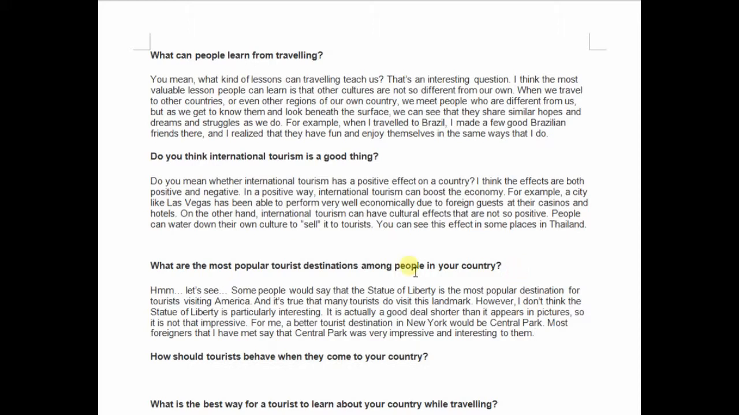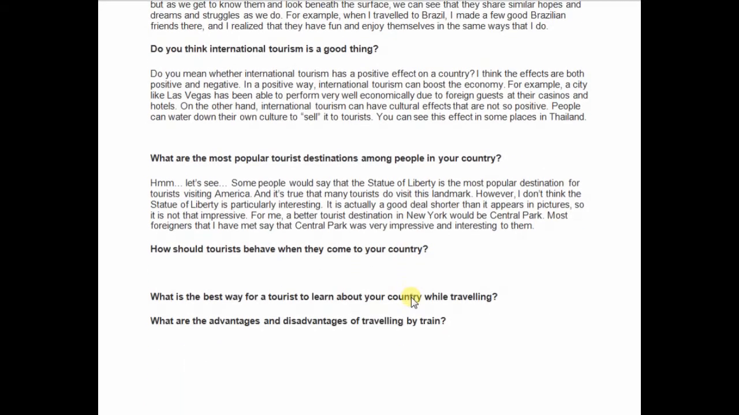Okay, so notice what I did there. I started with the some people, okay, and then I shifted to, some people think the Statue of Liberty is great. However, I think it's not very good, and I think this place is better. So using the concession in this part, I was able to extend my answer. My answer really is simple, Central Park. But I was able to extend it using the concession. All right, bear with me here. Let's move to the next one.